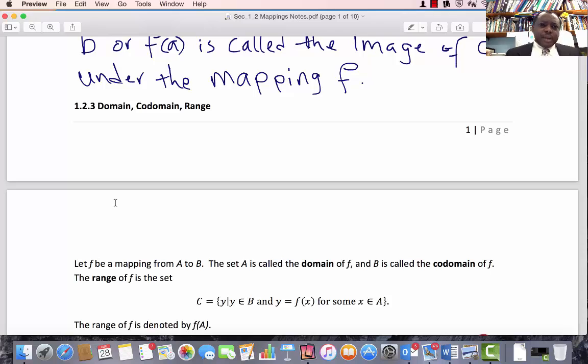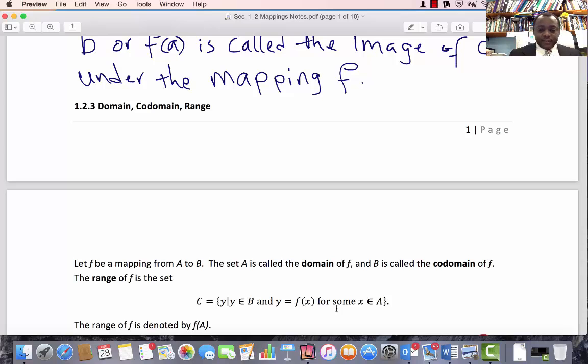Now let's talk a little bit about domain, codomain, and range. If f is a mapping from A to B, then A is called the domain, B is called the codomain, and the range of f is the set of all y in B such that y = f(x) for some x in A.